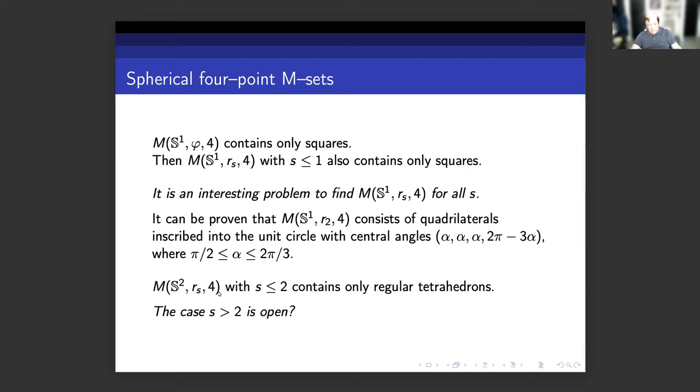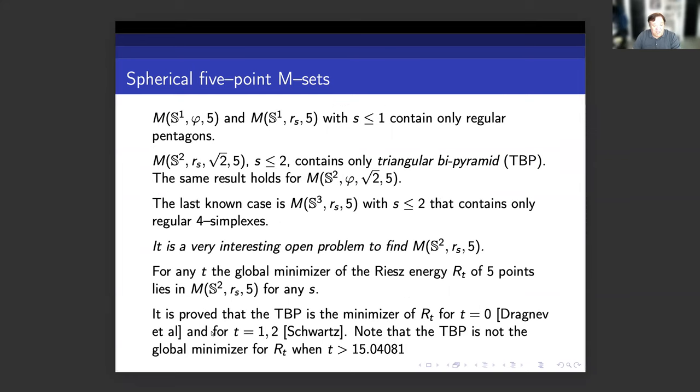For the case of four points that belong to the two-sphere, for s less than or equal to 2 we also proved that it contains only the regular tetrahedron. And the case s greater than 2 is open, even for four points. What do we have for s equals 2? Actually, I don't know if it is an interesting case or not. It is a very general case when s is greater than 2. But just from a scientific point of view, it is interesting to find all optimal configurations.